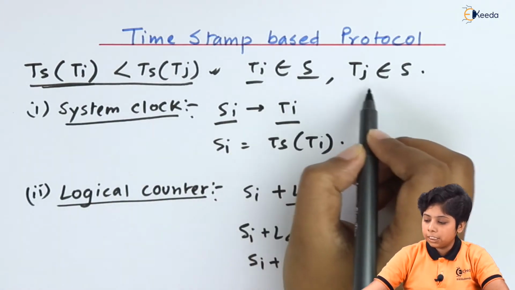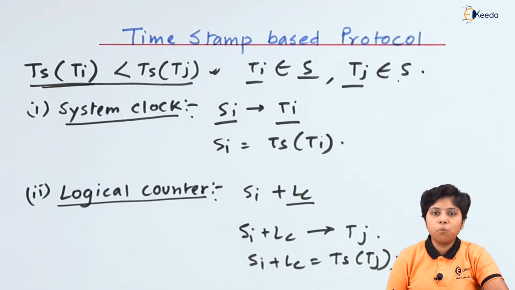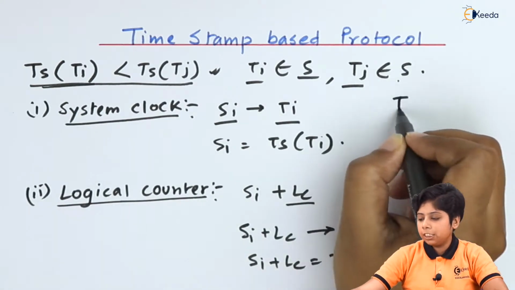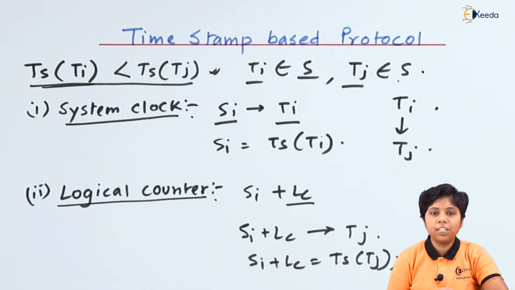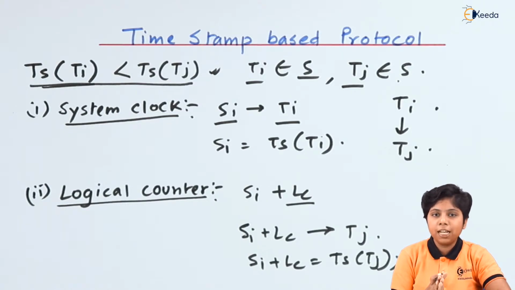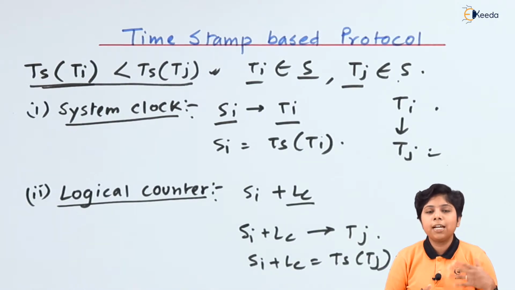So now TI and TJ both belong to S, and both follow the ordering that TI appears first, then TJ appears in the serial schedule S. So we are producing a schedule S which has TI first, then all the statements from transaction TJ. These orders apply to the timestamp based protocol. That means we now need to introduce two timestamps: one is the read stamp, the other is the write stamp.